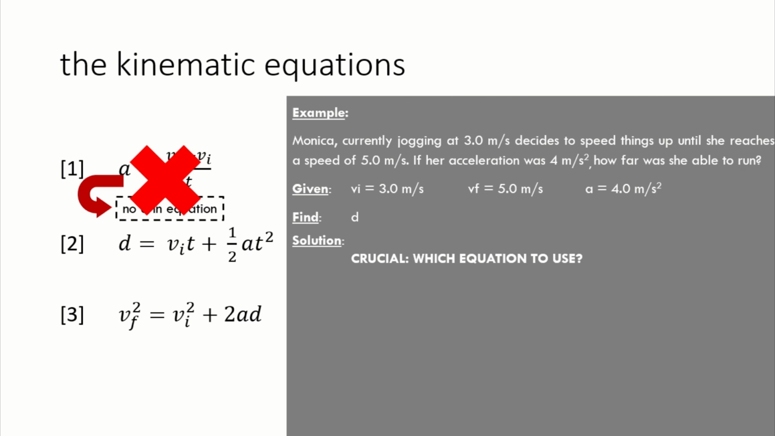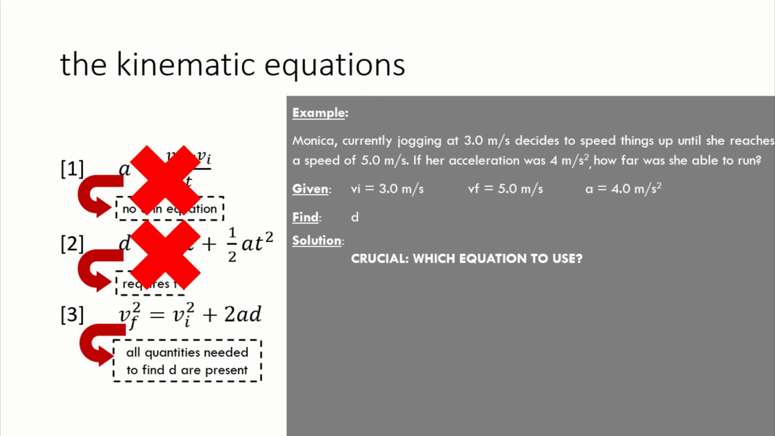Displacement appears in equation 2, but here, the motion time must be known in order to solve for the displacement. Hence, we will also not be using equation 2. Meanwhile, the quantities in equation 3 are all given to us and will enable us to calculate for the displacement. Hence, we will use equation 3 to calculate the displacement.